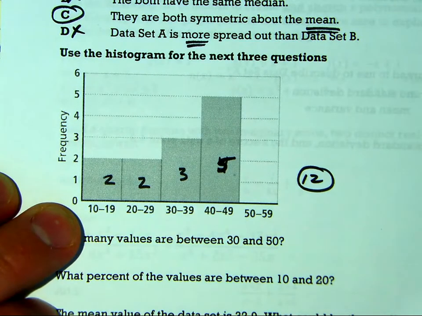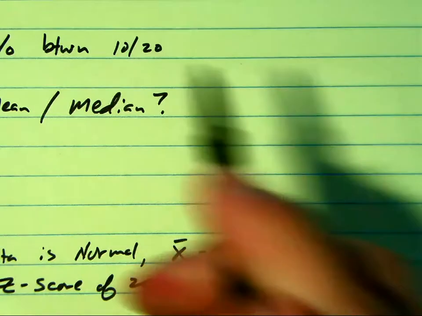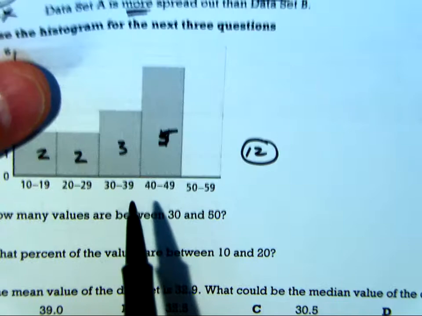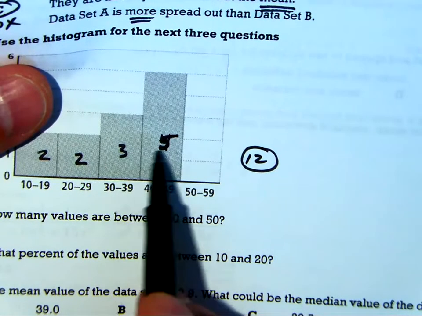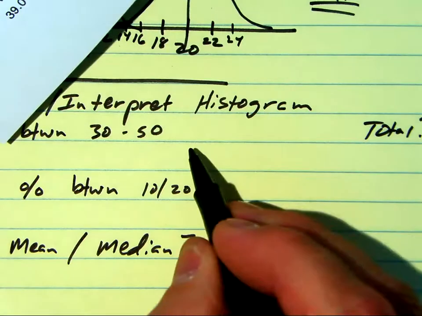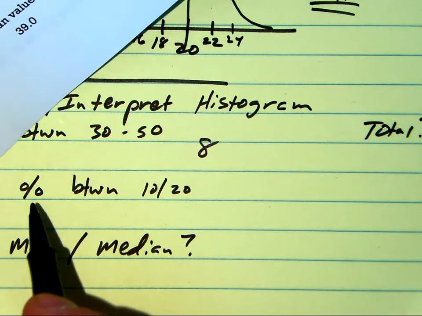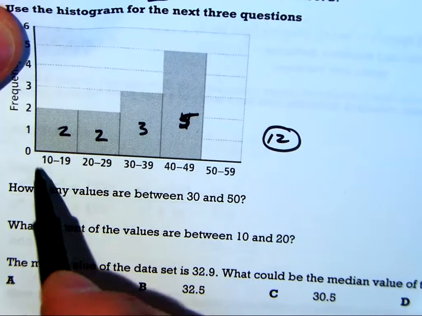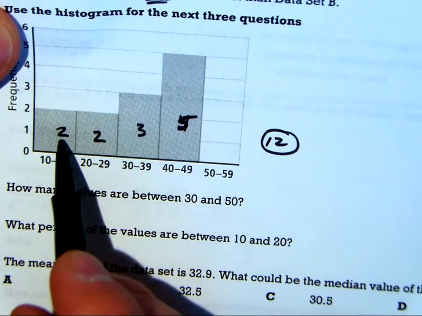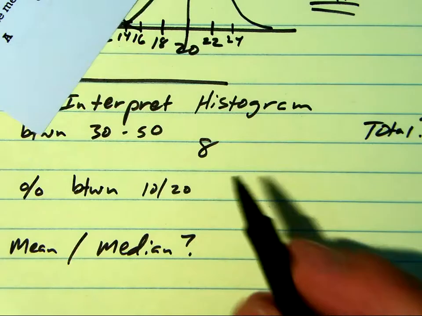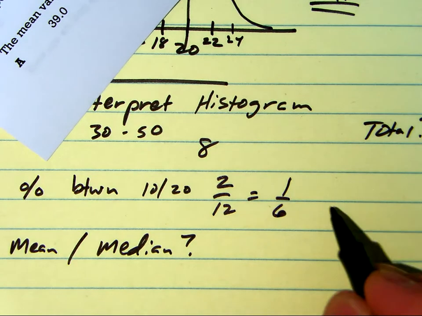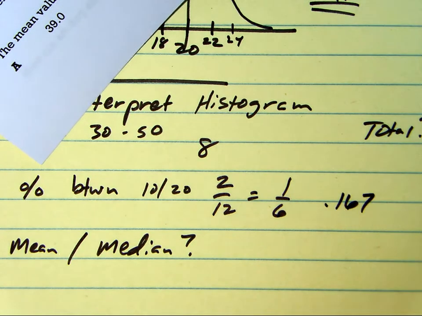Okay? So the questions become very easy. How many data points between 30 and 50? There's 8. It's literally that easy. What's the percent between 10 and 20 though? I start at 10 and stop at 20. The percent is going to be 2 divided by 12 or 1 over 6, which is about 0.167.